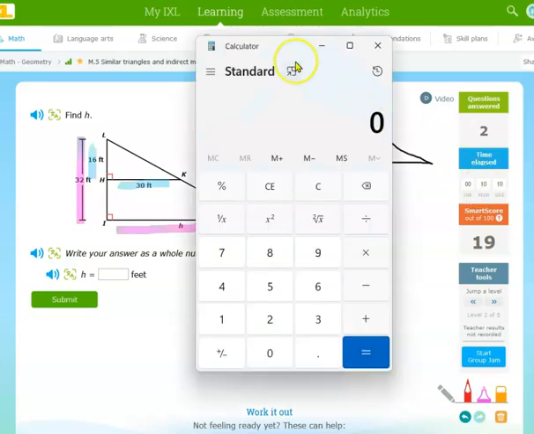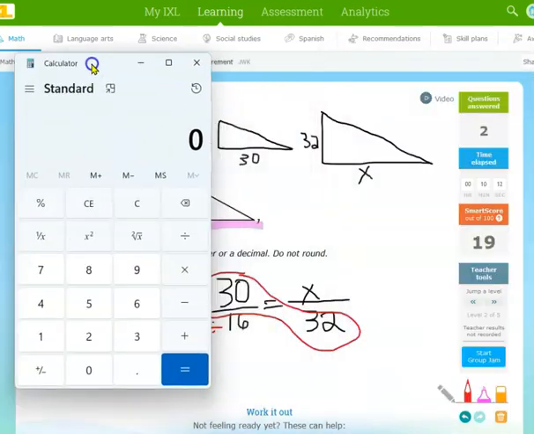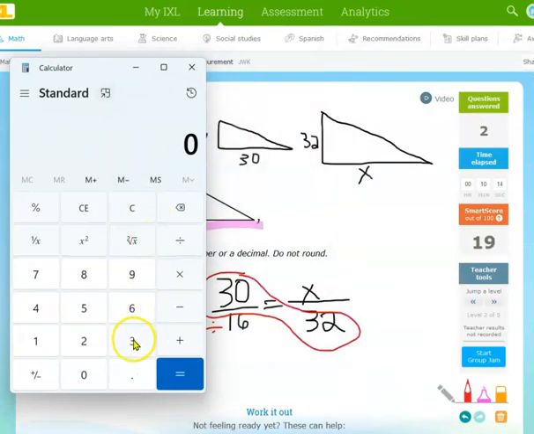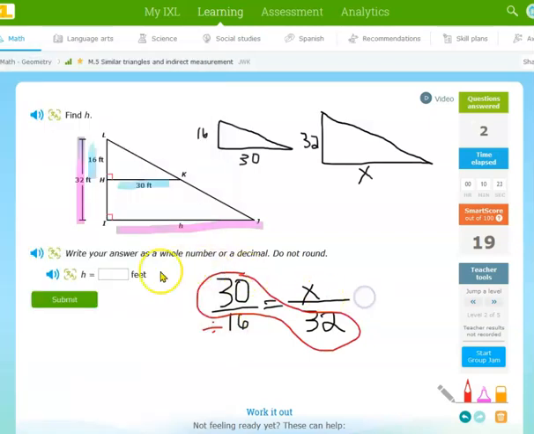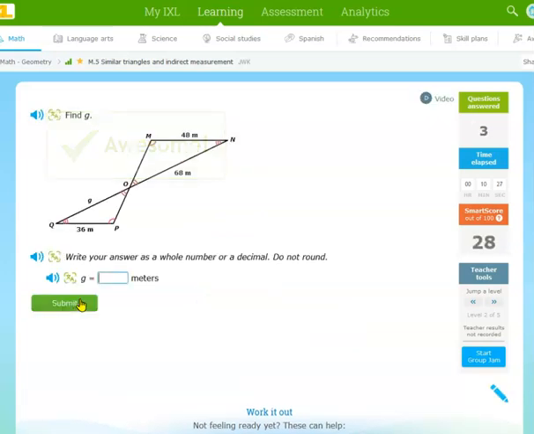Let me grab a calculator real quick here. Pull it over on the side. So 30 times 32 is 960. Divided by 16 is, look at that, it's 60. Okay, hit submit on that one. All right, and then all of the other problems kind of go in the same way.